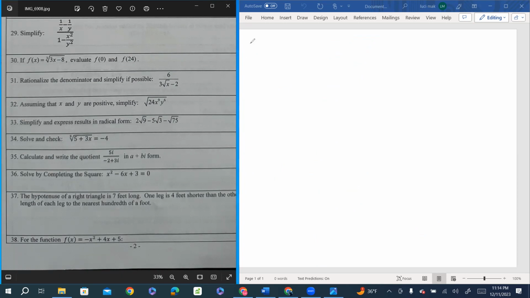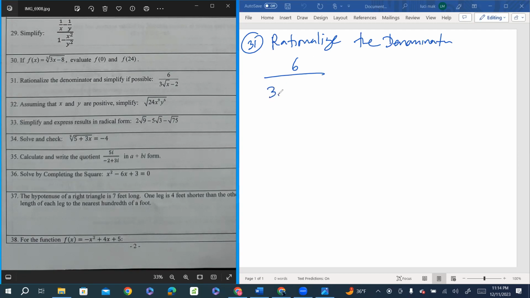31. Let's look at 31. We want to rationalize the denominator. All right, so we have 6 over 3 radical x minus 2. We want to rationalize, or get rid of the radical from the denominator. We want to multiply by the conjugate. So the conjugate of the denominator is 3 radical x plus 2. Whatever you do to the denominator, you got to do to the numerator because of the fraction.